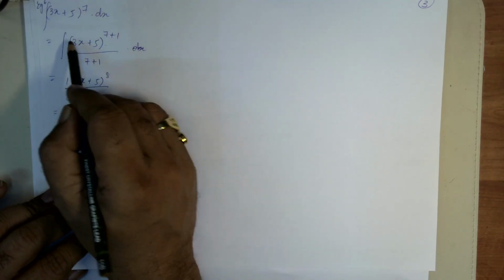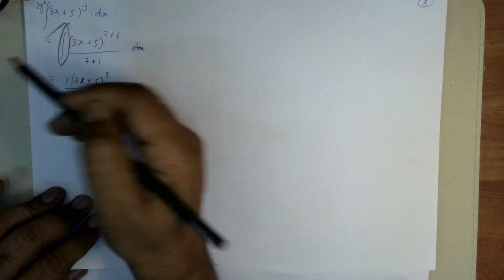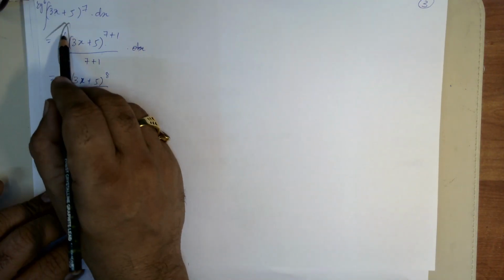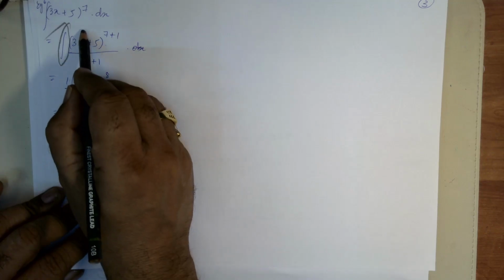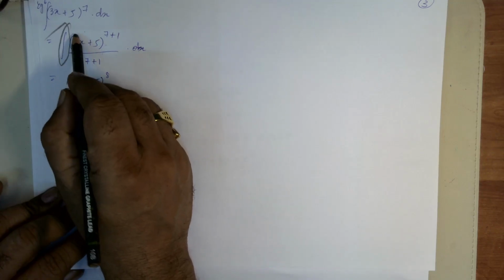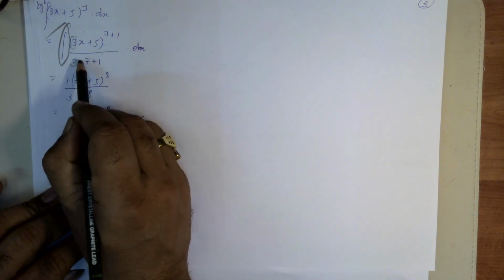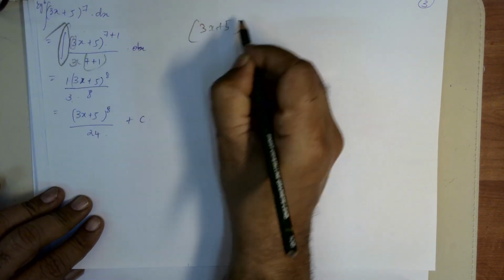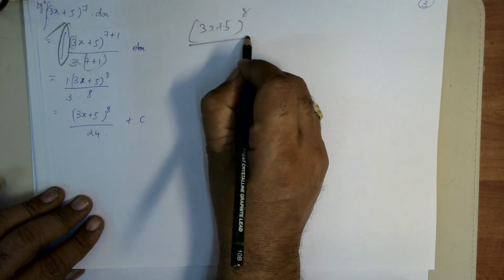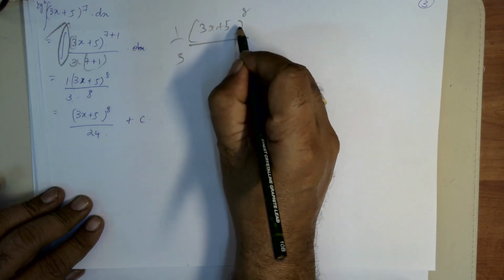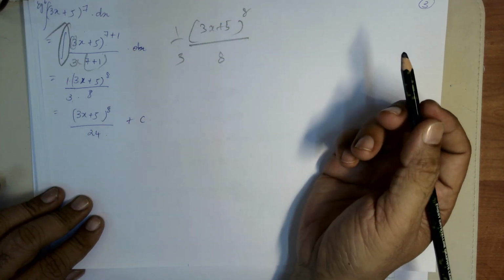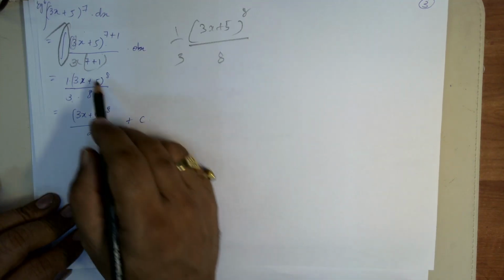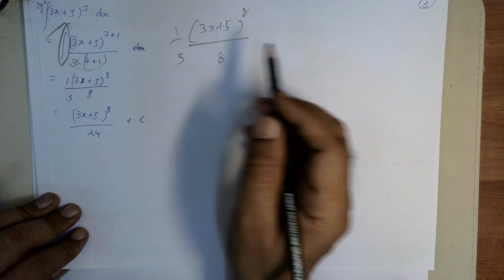So once you have started integration, you should not put the integral symbol. And since x is associated with the 3, you must immediately put 3 in. You must start like this: 3x plus 5, and put 7 plus 1, 8, divided by, and immediately put 1 by 3 here, then put 8. Okay, right?